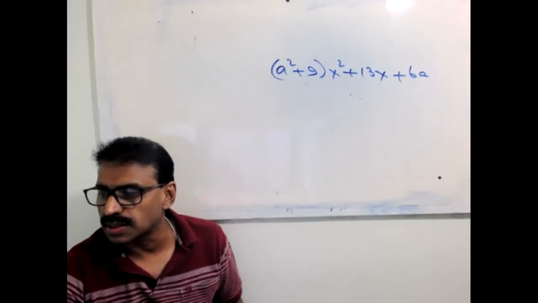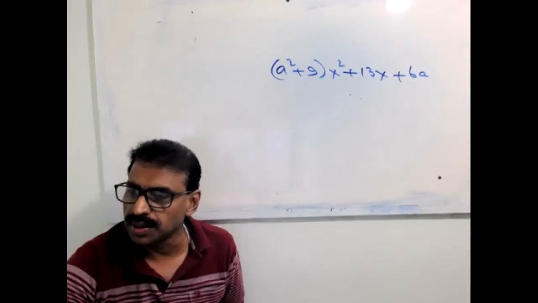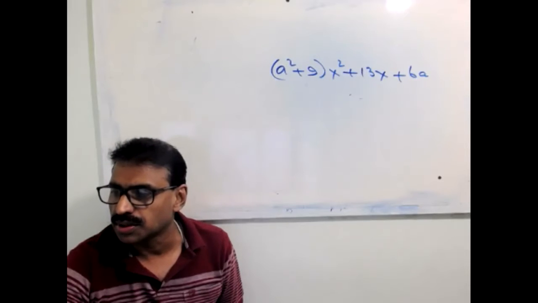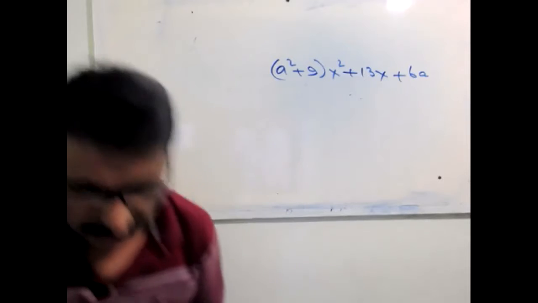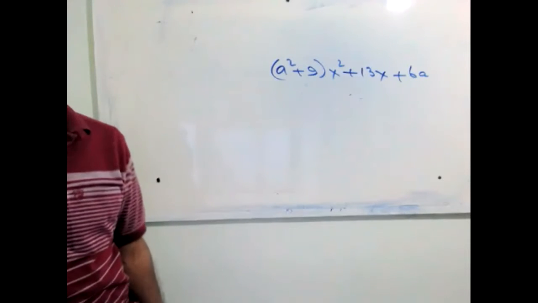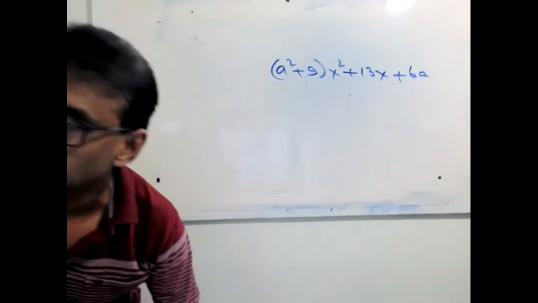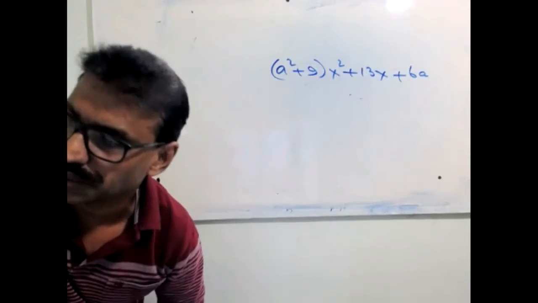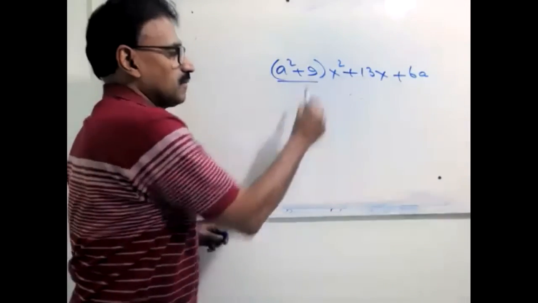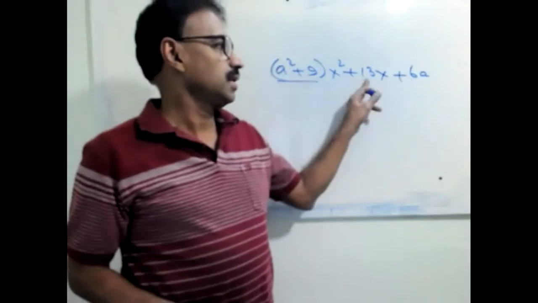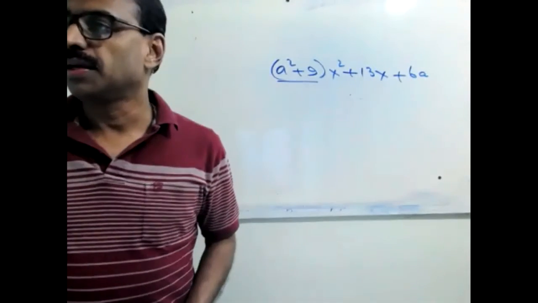What is your question, Kashinath? Who asked it? I can't see your full name. Kavani. Here is the coefficient of x square. Coefficient of x square is what? A square plus 9, in bracket. No, look, this is one set. Okay, this is 13.